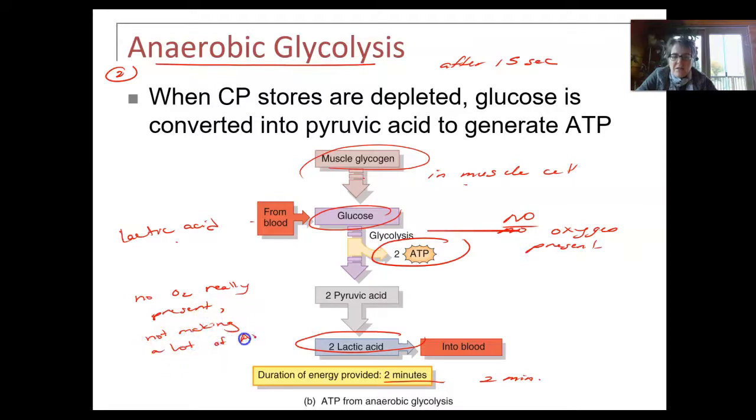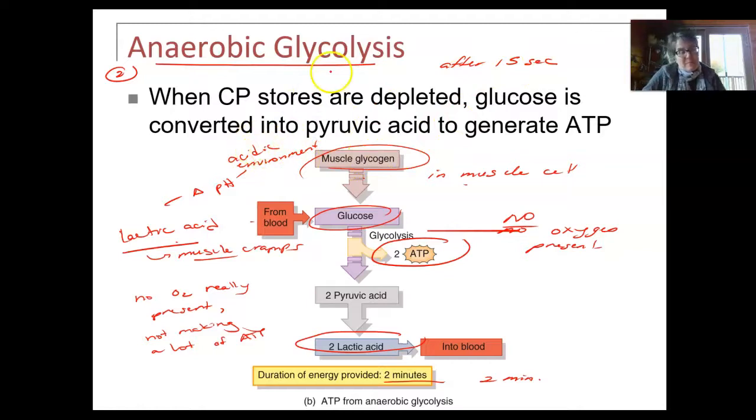So I'm not making a lot of ATP, and I'm making a lot of lactic acid, which is going to lead to muscle cramps, right? Because they're not used to that demand. And not only am I going to have muscle cramps, but this lactic acid is going to change the pH and make an acidic environment, which is going to really push more oxygen toward it. It's just going to be an ugly end.